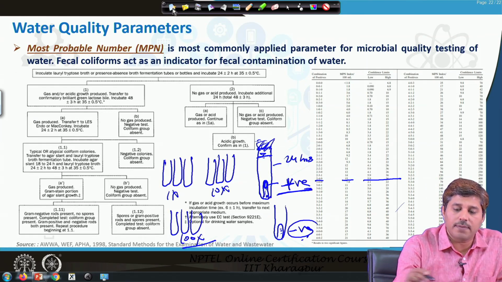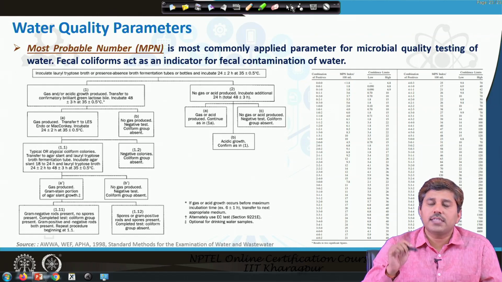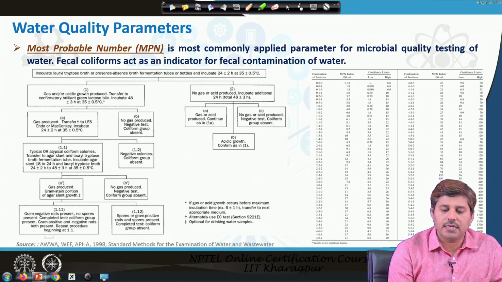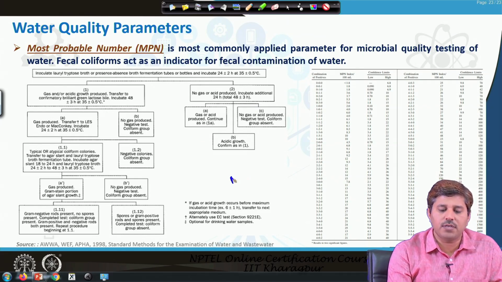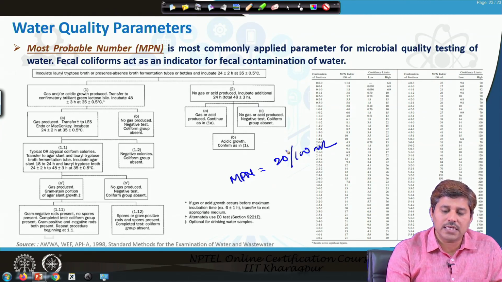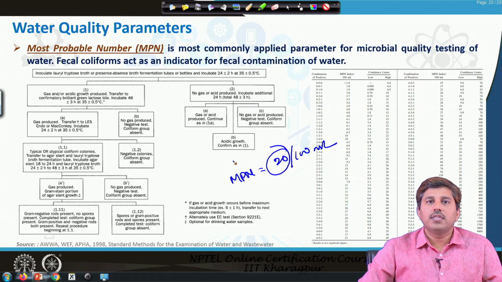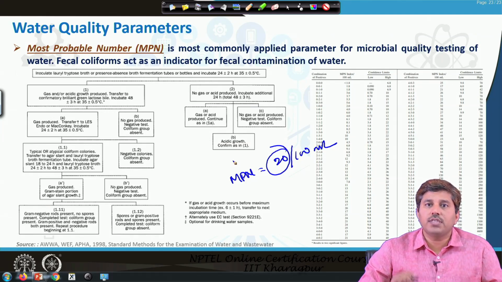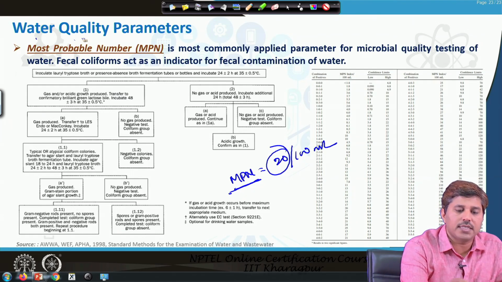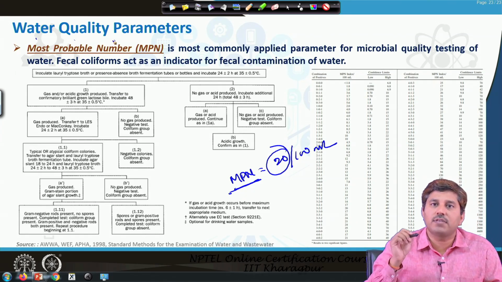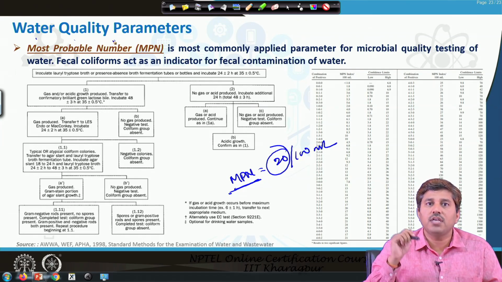MPN stands for most probable number, and it is typically reported as numbers per 100 ml. So, say if we report MPN of a water sample as 20 per 100 ml. This does not mean that there are 20 microorganisms. This means that the probability of having 20 microorganisms is the highest as opposed to the probability of having any other number. Remember, MPN stands for most probable number. It does not state that it is an actual measurement of the microorganisms. It is just a measurement of the probable number.